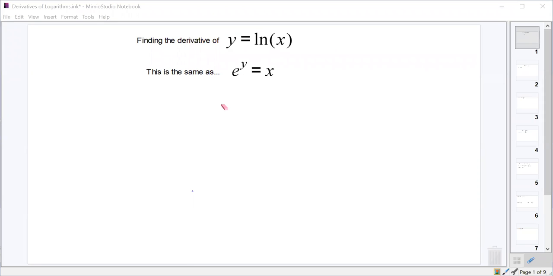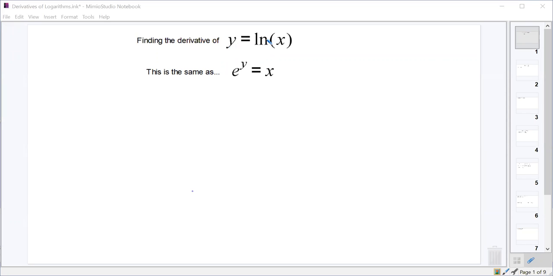So if we remember what we were talking about the other day, we were trying to rewrite a to the x as something. So we rewrote it as e to the natural log of a to the x. Remember doing that? Hopefully. Well, we're going to do a similar thing here.